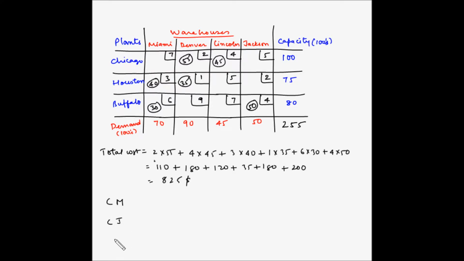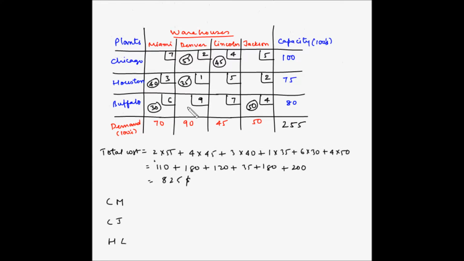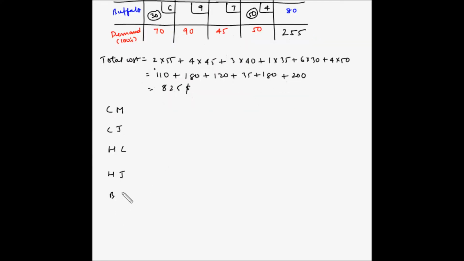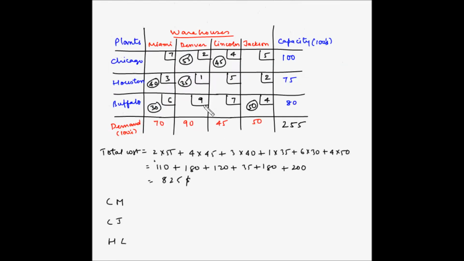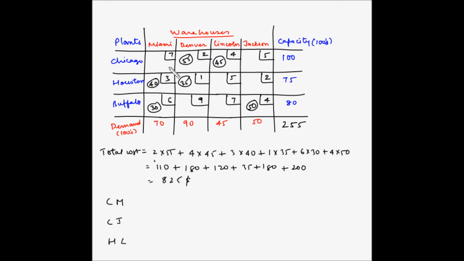Chicago to Jackson, Houston to Lincoln, Houston to Jackson, then Buffalo to Denver, and last one Buffalo to Lincoln. Now let's identify the closed path for each of the water squares.